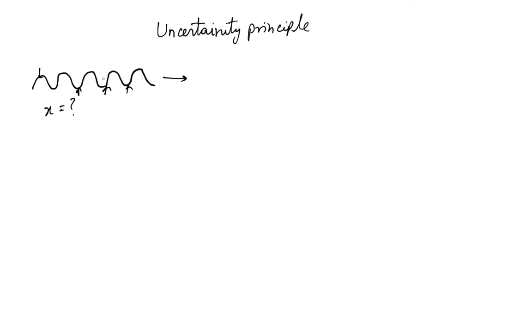But on the other hand, because it's a monochromatic wave, it has a defined frequency f, and so the momentum p of this wave is known precisely or with very small uncertainty. So when p is known with a lot of certainty, x is known with very little certainty.